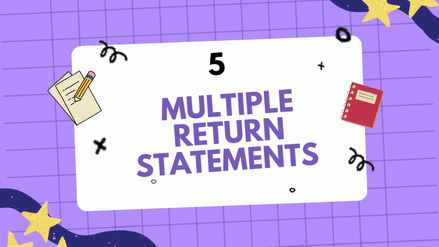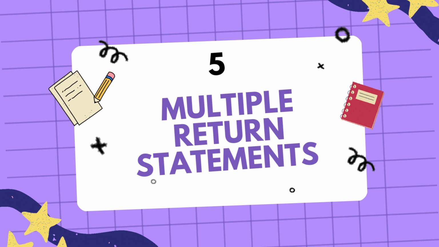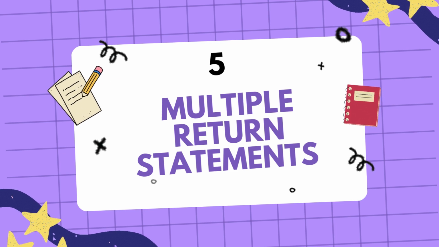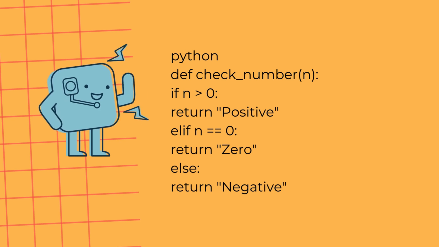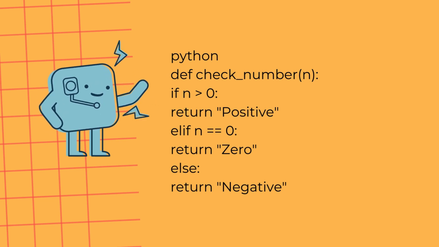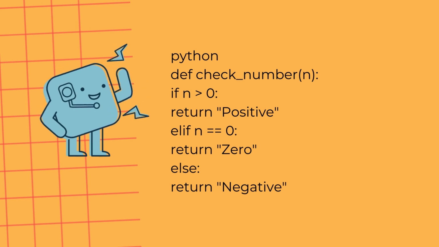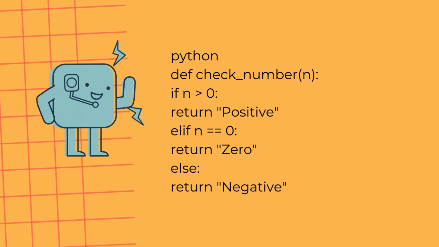Functions can have multiple return statements, but only one is executed based on the condition. It's a powerful way to control the flow of your function. Python: def check_number(n): if n > 0: return "positive"; if n == 0: return 0; else: return "negative".